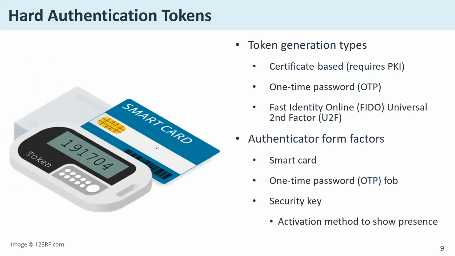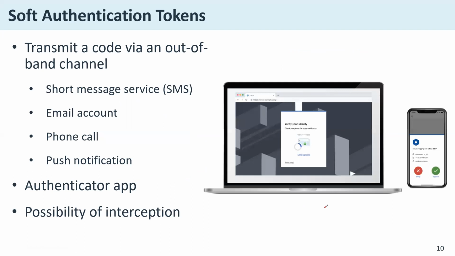They also have hard authentication tokens. So that's where you have the different types of token generation types. So you have the PKI, the OTP, the FIDO, the U2F. Then you can use smart cards, or you can use one-time passwords, or you can use security keys. So these are means you can provide a system of authentication for users.